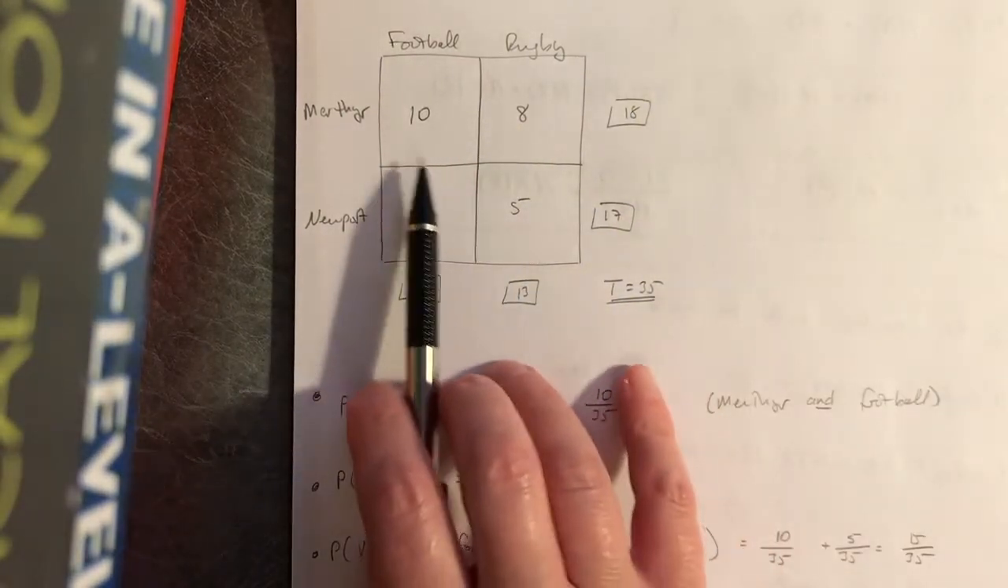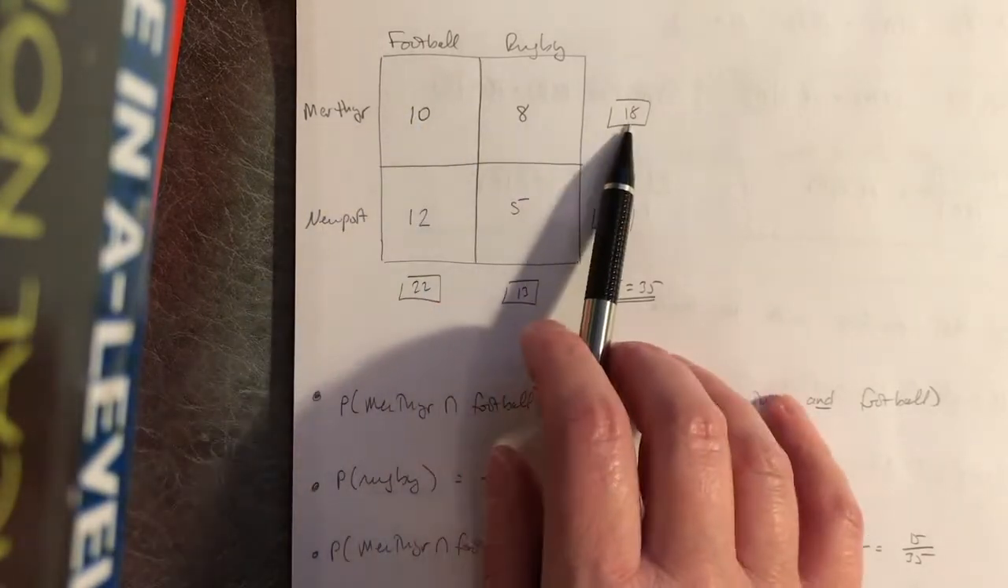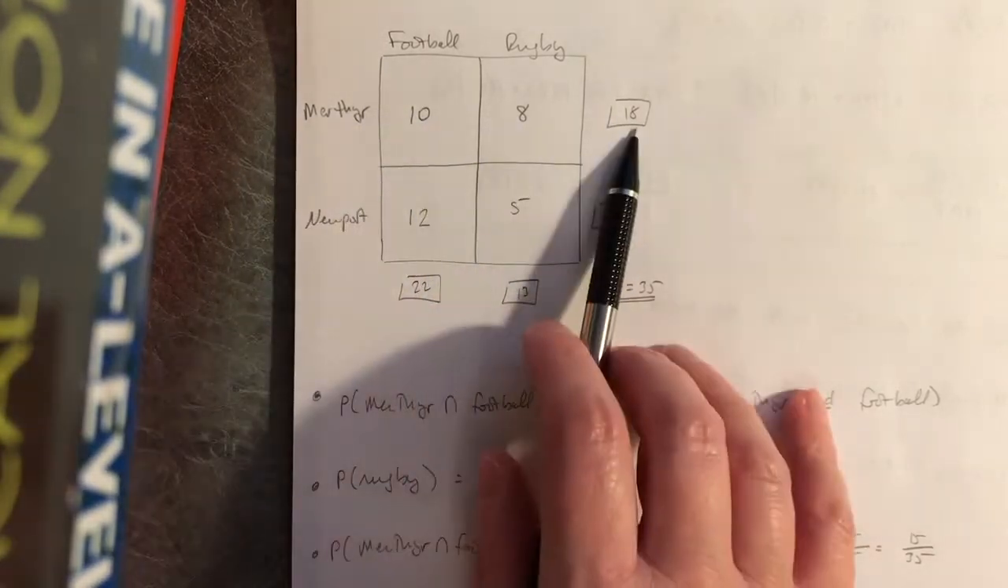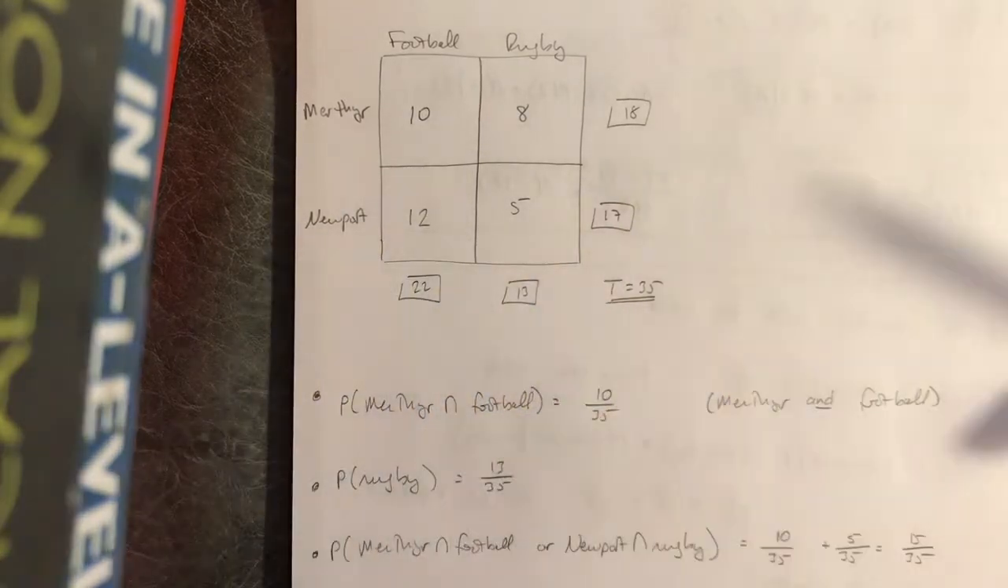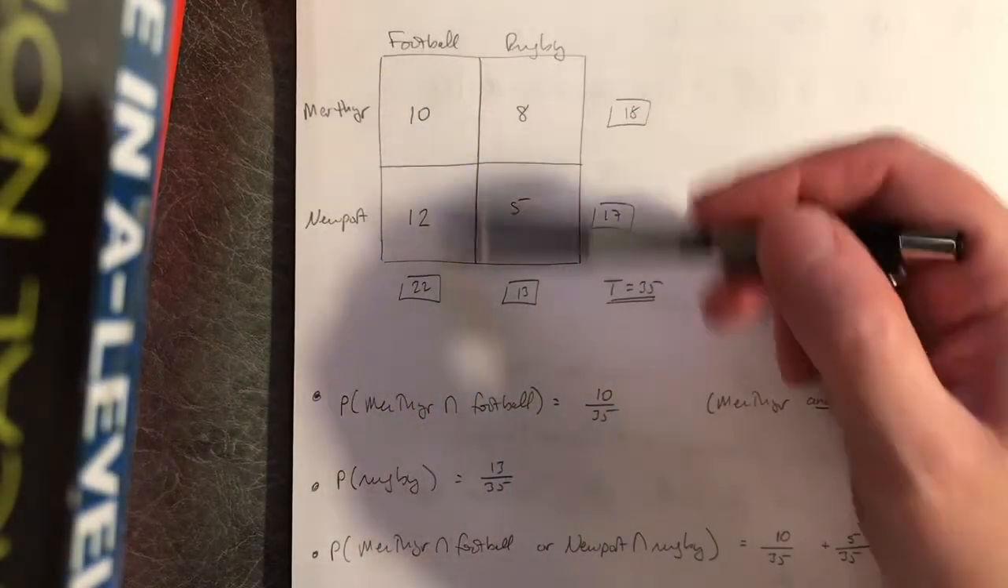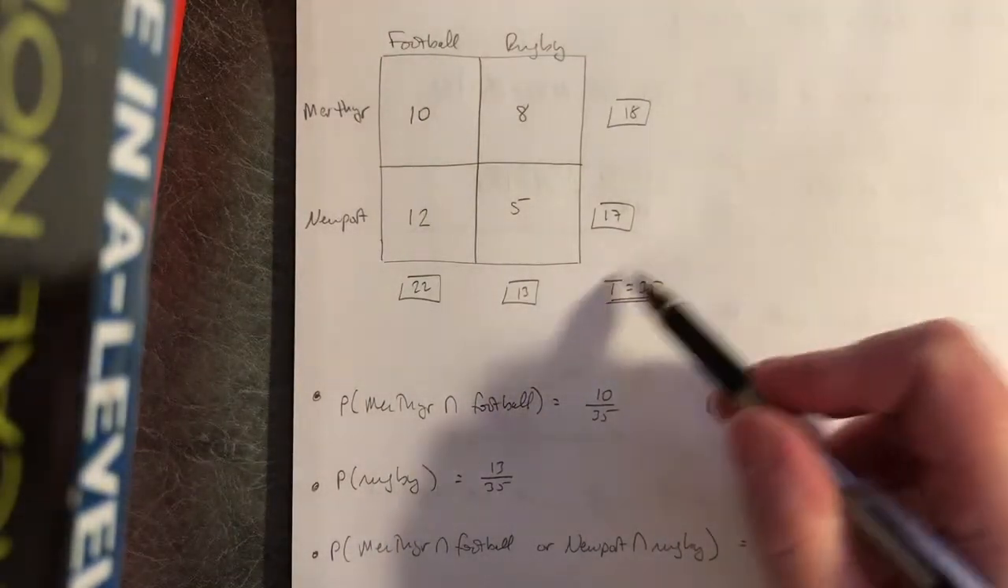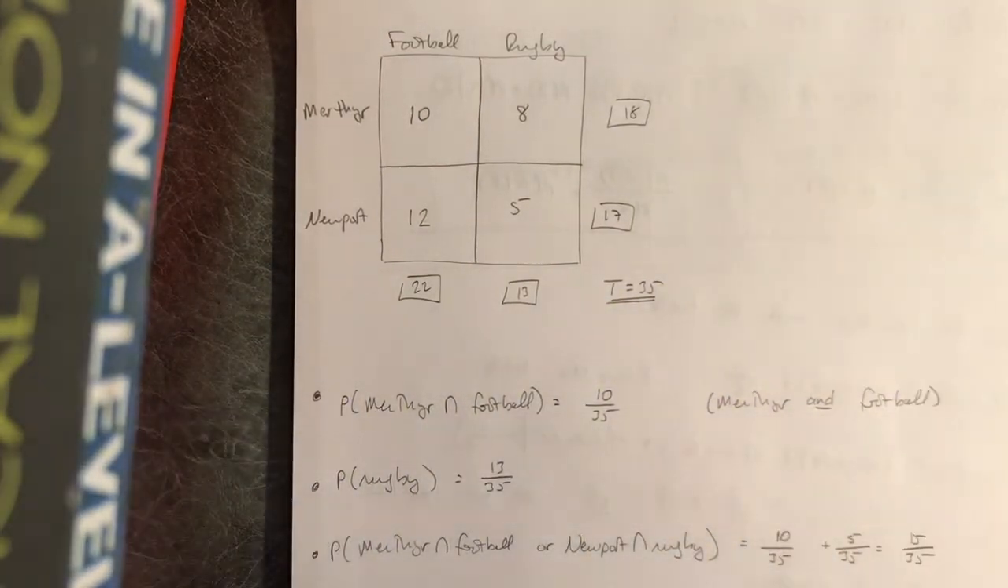So you can do your totals across the rows. So there's 18 people who come from Merthyr in this example, and there's 17 people who come from Newport, 13 rugby players, 22 football players, grand total of 35 people. Okay, can I read the table? Yes, I can read the table.